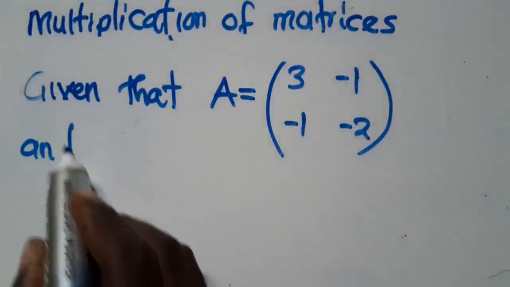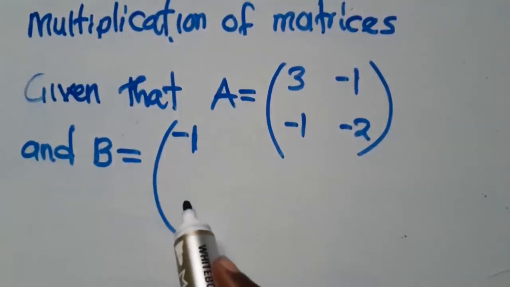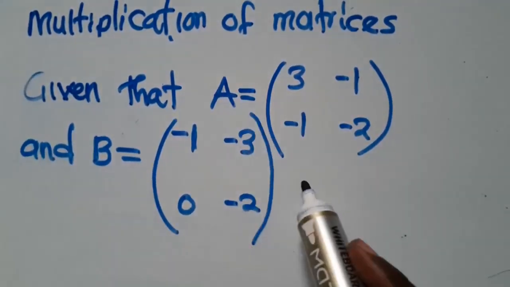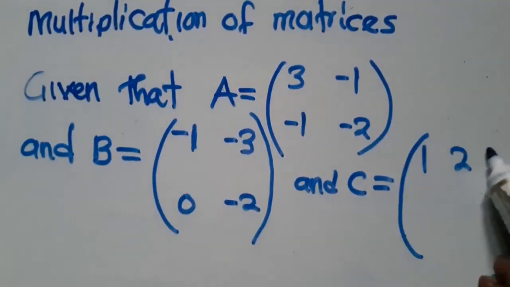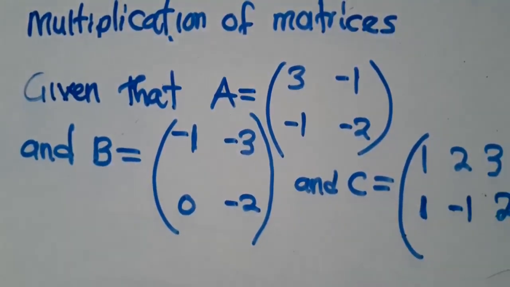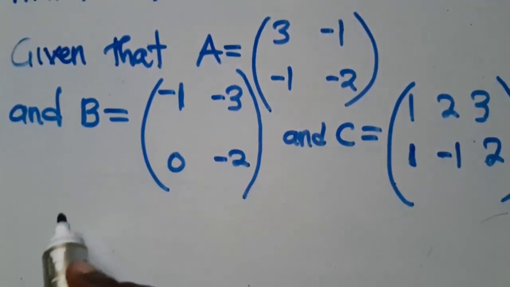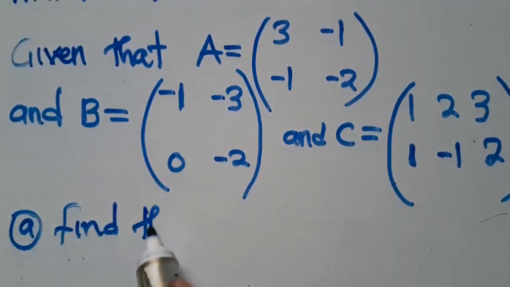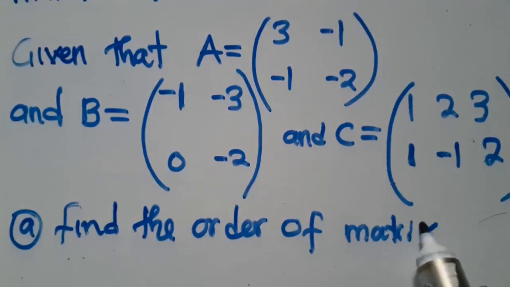and B is equal to -1, 0, -3, -2. This is what you're given. And C is equal to 1, 2, 3, 1, -1, 2. This is what we are given. This is the data. First question, find the order of matrix C.